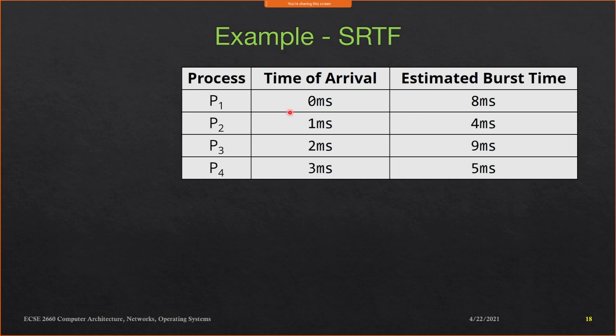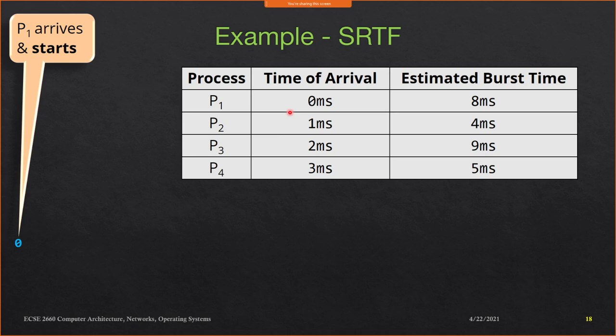What do you guys think? P1, right? Obviously, P1. Nobody else has come in yet, right? The time of arrival for P2 is 1 millisecond. Until 1 millisecond, there's only one process available. So during the first 1 millisecond, P1 will arrive and start its execution, right? But only for the first 1 millisecond.